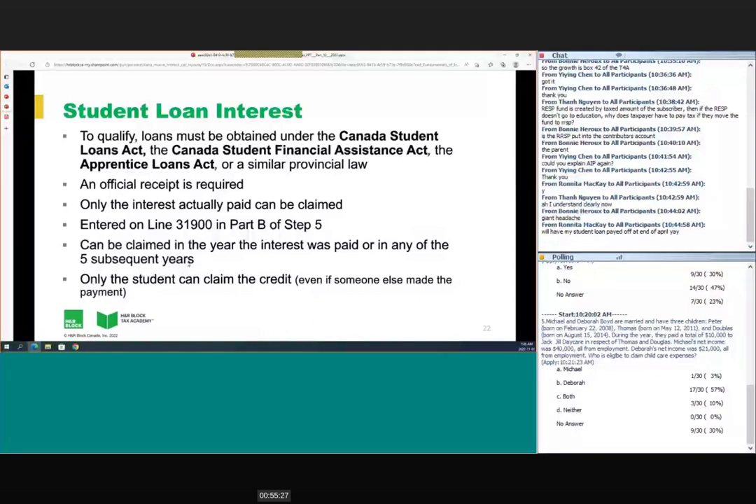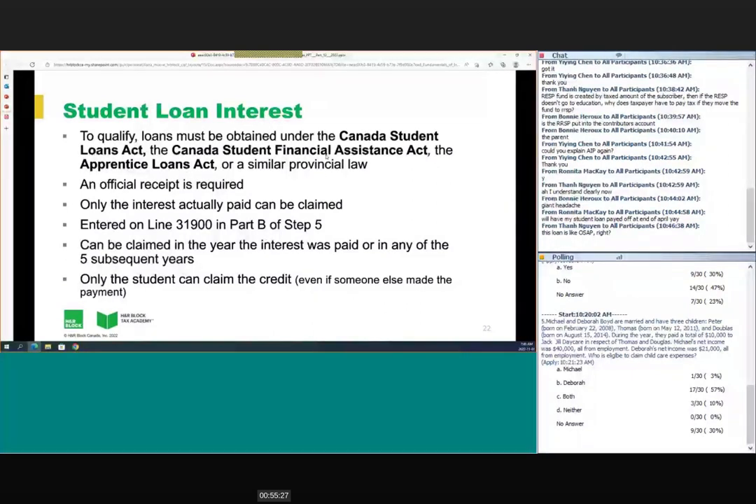Now, I just want to emphasize that these are loans that are obtained under the Canada Student Loans Act. I've had many students in the office that have set up a line of credit at certain banks, called a student line of credit. A line of credit is not the same as a loan. So people will come in with their line of credit saying, look at all the interest I paid. It cannot be claimed. It has to be obtained under these acts, all right? Not a student loan, not a loan from a bank. It does not qualify as student loan interest.